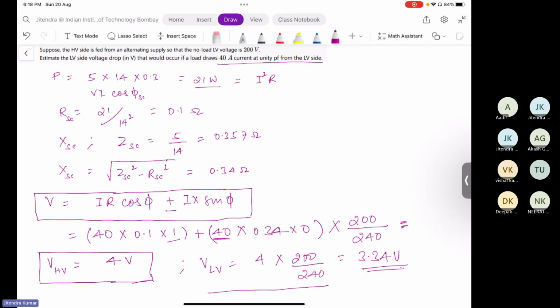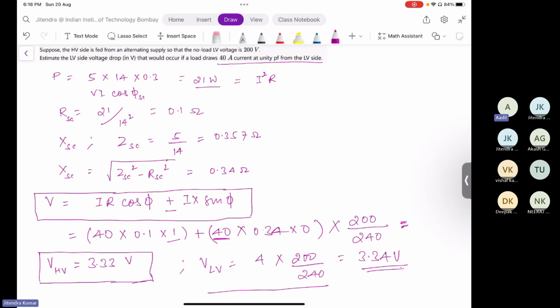So let me just take the ratio 200 divided by 240. So it is 3.33 volt. As per the formula for regulation, it is V1 minus V2 dash equal to IR cos phi plus or minus IX sin phi.